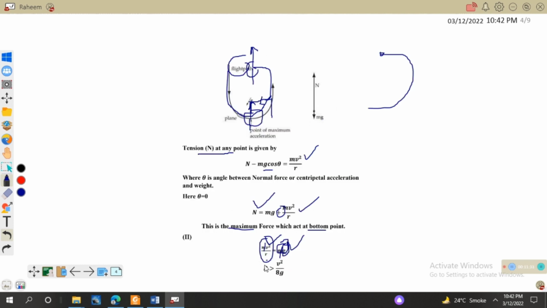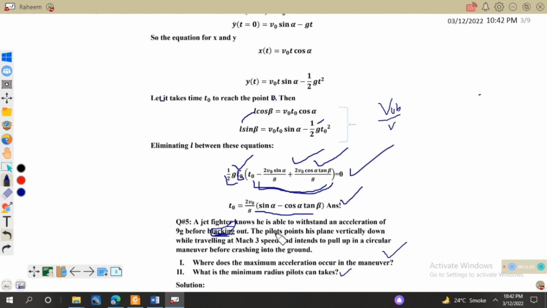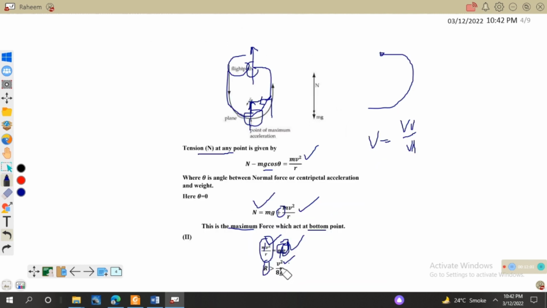This will give us a radius equal to v square over 8g. Here v is the velocity of the object, which is Mach number times the velocity of sound. The velocity of sound is 300 and the Mach number is 3, so 3 multiplied by 300 will be the speed, and g is the gravitational acceleration. So this will give us the radius in which the pilot can negotiate the curve.